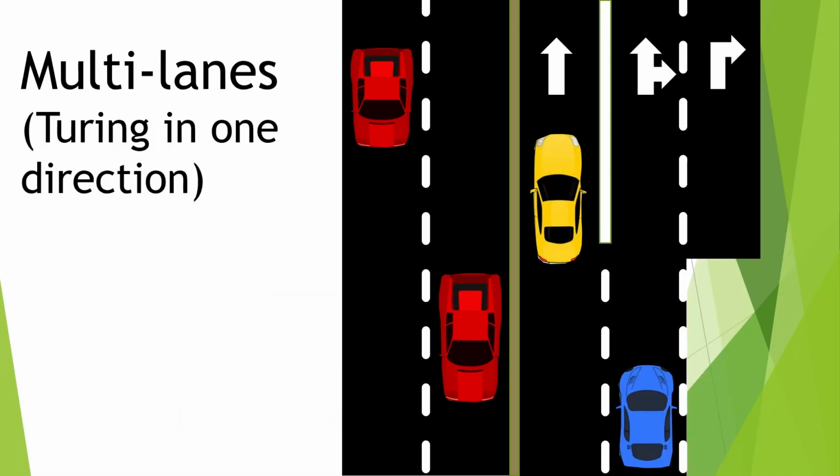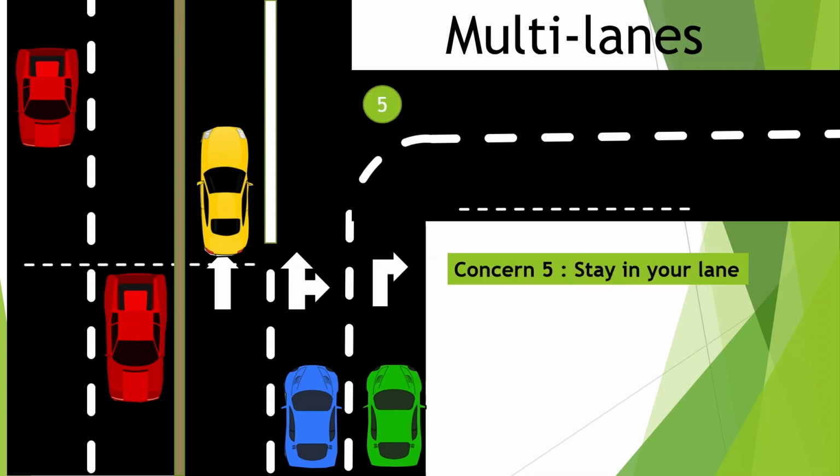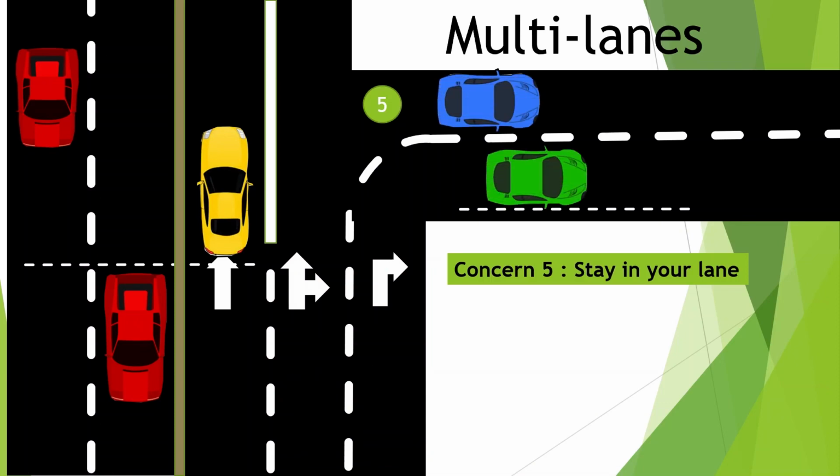Now let's extend it further. Consider a scenario where you do have multiple lanes and both lanes turning in the same direction. So if you see, the rightmost lanes are both turning towards right, and there is an additional concern that you need to be aware of in such a scenario, which is to stay in your lane. So in this case, as an example, the blue car and green car want to turn right, and what is important to note is that the blue should stay in its lane and the green should stay in its own lane. Okay, I hope this was clear.